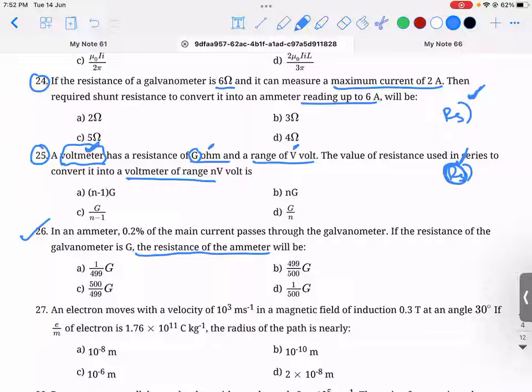Oh, okay, sir. I got only the initial one. I didn't add the other one. Yes, you got the resistance of the shunt. Yes, sir. Right.